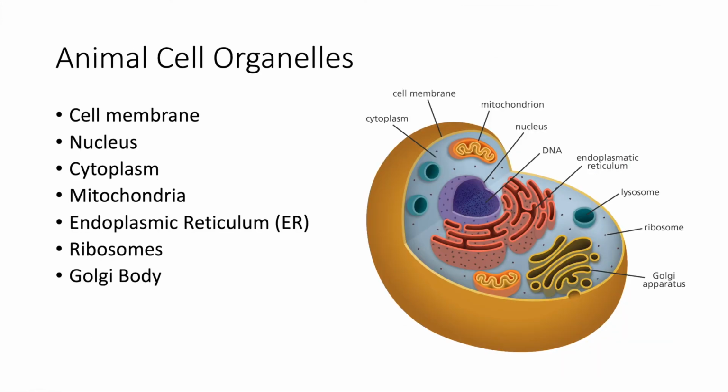Alright, so that is the 7 animal cell organelles that you need to know. So cell membrane, nucleus, cytoplasm, mitochondria, endoplasmic reticulum, ribosomes, and the Golgi body.